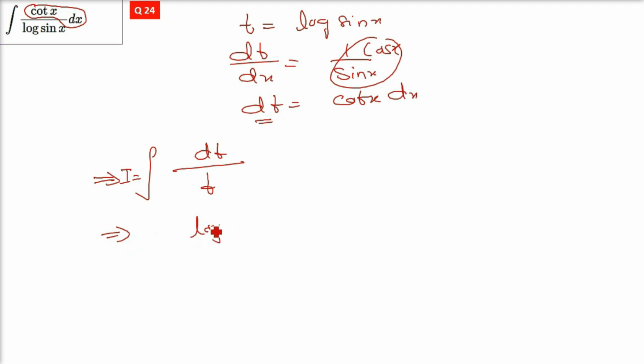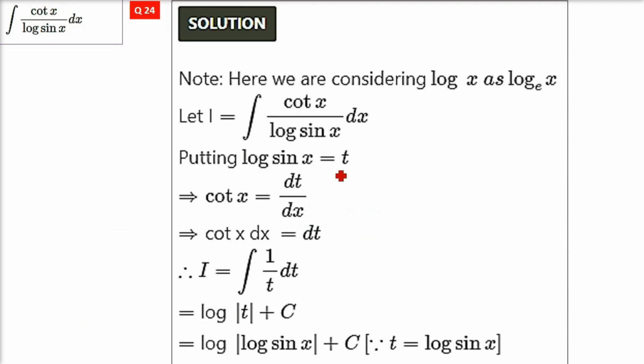Log is base e, because it's given in the question as log, so I'm writing log. When it's not given, always write ln, not log. Since the question is saying log, we are writing log. Now let us take the modulus of t. I'm just writing the actual thing, log sin x, just trying to get rid of one more step. There is an intermediate step also, okay? I'll just show you. But this is the final result. So this is the solution we were talking about.